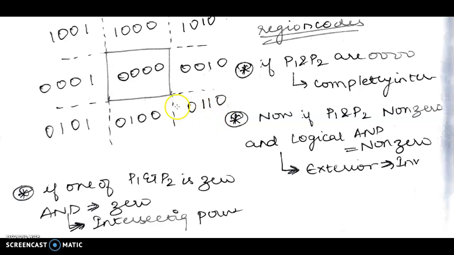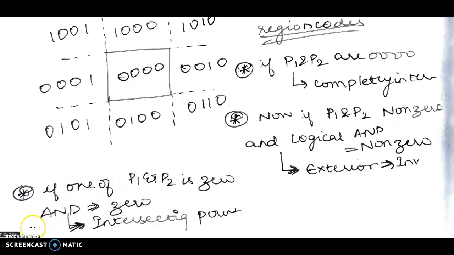So this is not a non-zero opcode. If it is a non-zero opcode, if P1 and P2 are non-zero and also the logical AND is not zero, then we need not find the intersection point. That line is actually exterior to the window. So this is what we can understand from Cohen-Sutherland.